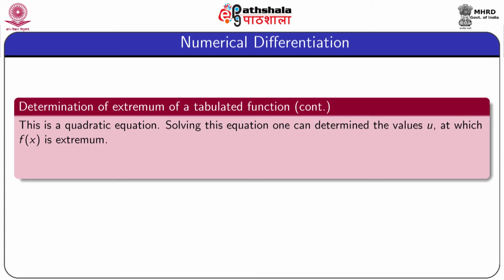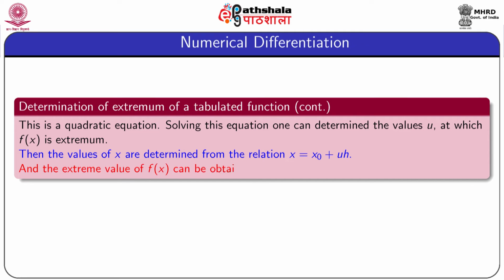So, solving this equation, one can determine the values of u at which f(x) is extremum. The equation au² + bu + c = 0 gives the values of u. Then the values of x are determined from the relation x = x0 + uh. That means this equation gives the values of u, and the relation x = x0 + uh gives the values of x for which f(x) is extremum. The extreme value of f(x) can be obtained from equation 32, that is, from any interpolating polynomial.